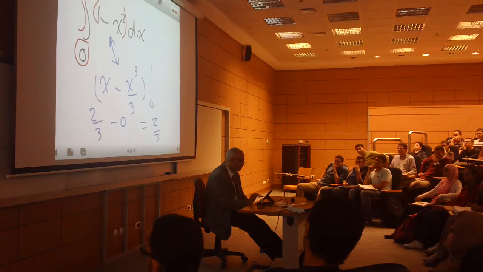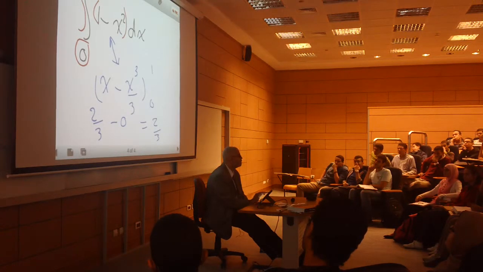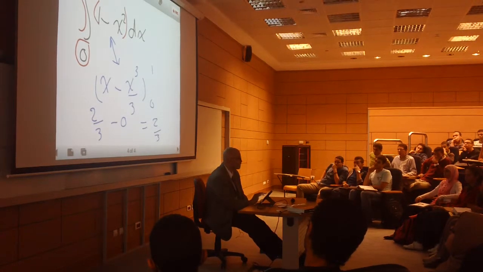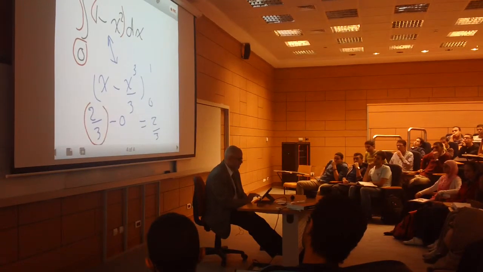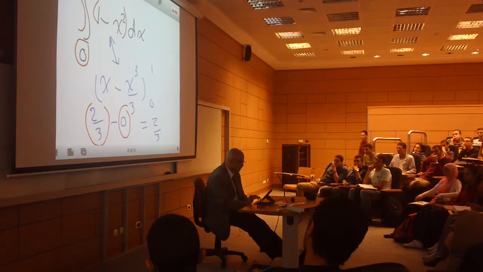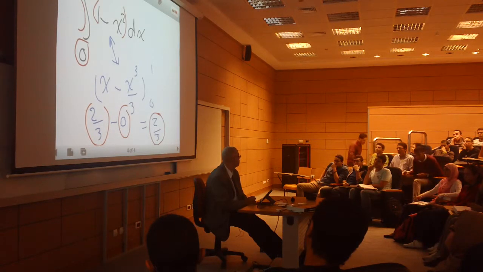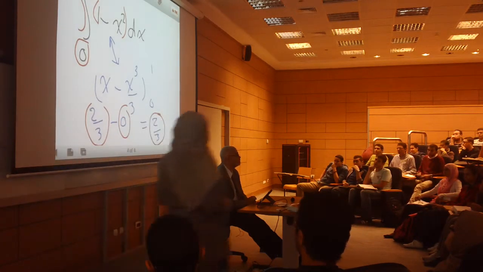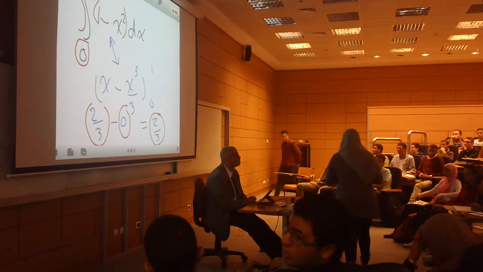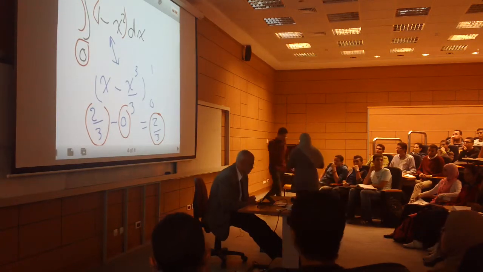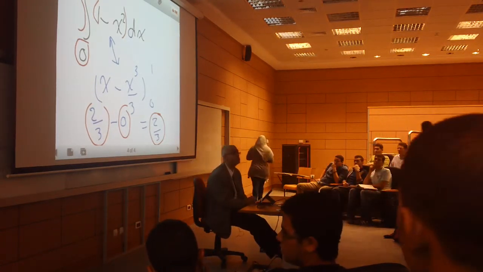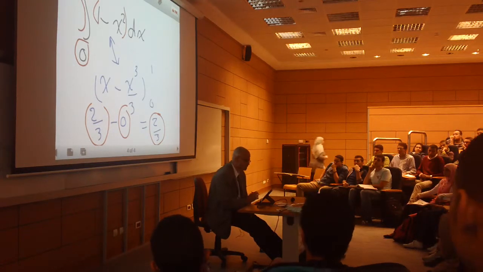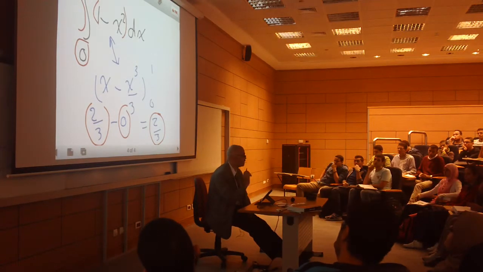And then I took that new function and evaluated it at the end of the interval and at the beginning of the interval. I subtracted these two values and ended up with a value. There is no C here. Where is C? Subtracted. This is a definite integral. Okay? This is a definite integral.